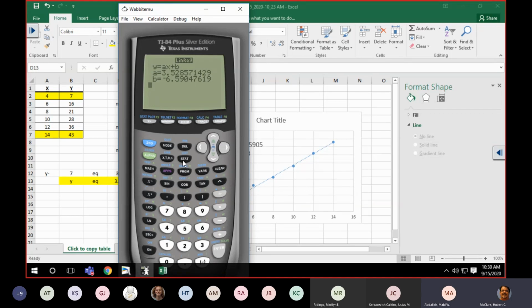Stat and Calculate. Linear Regression. Find it? Yeah. Now, if you notice, my R is not on here. I have to go back.